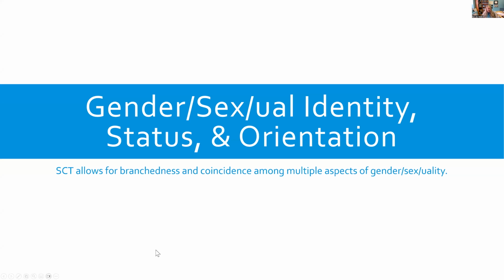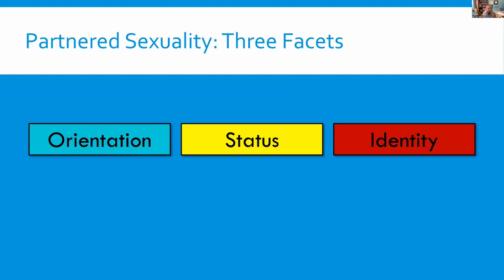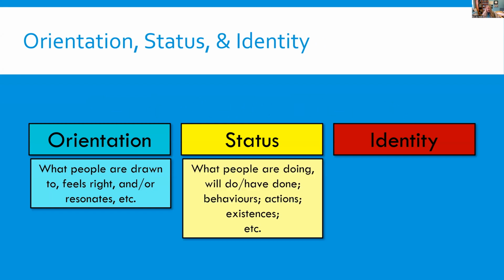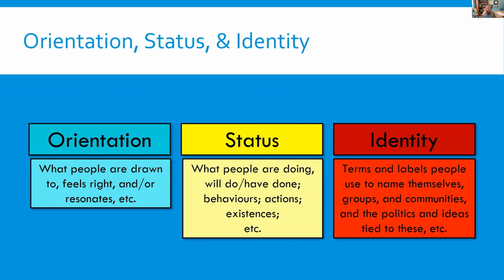Now, within SCT, I also talk about gender, sex, and sexual identity, status, and orientation. And SCT allows for branchiness and coincidence among these aspects as well. So what do I mean by them? We often think of partnered sexuality as being related to three facets: orientation, status, and identity. And we might define orientation as what people are drawn to, what feels right, and/or what resonates, etc. Status, we might define as what people are doing or will do or have done, behaviors, actions, or existences. And identity is terms and labels people use to name themselves, groups and communities, and the politics and ideas tied to these.